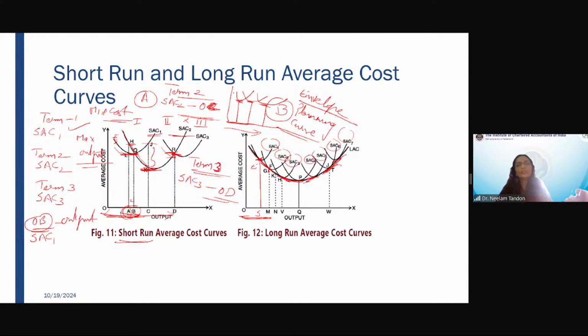So when you join these points, what do you get? You get the long-term average cost. Okay, so the long-term average cost curve, you get it from the short-term average cost curves.